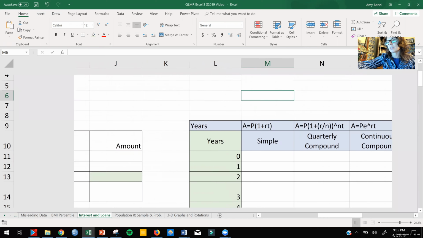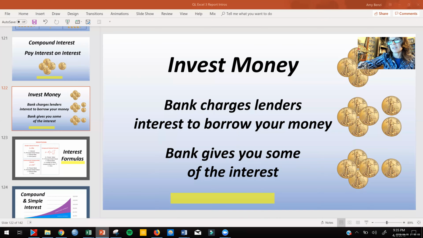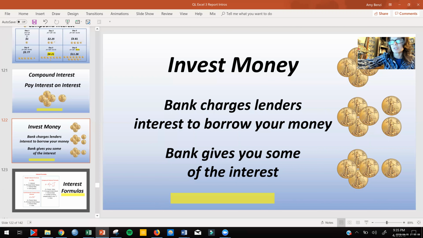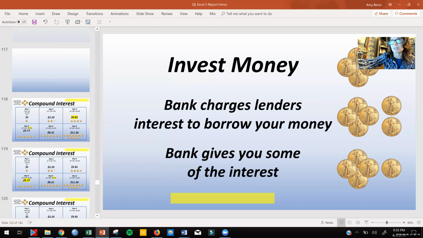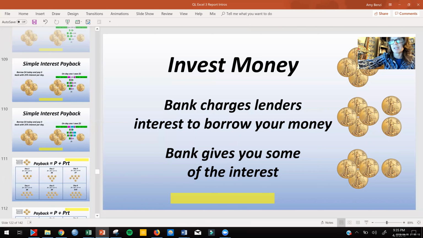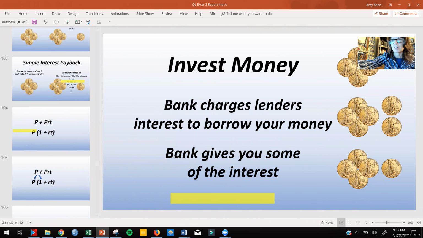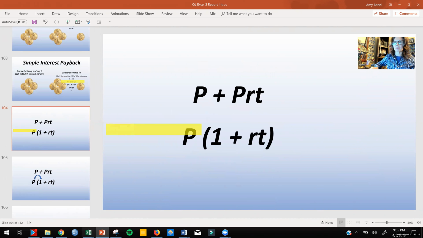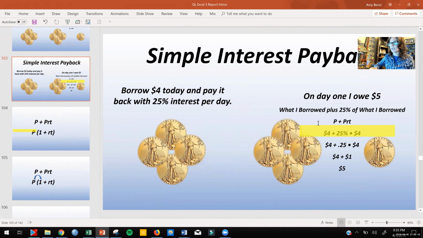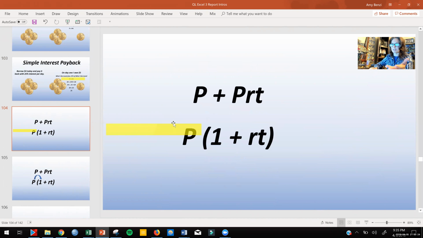So let's just take a really quick look at that here. I made a little PowerPoint thing. Let's just see real quick what that looks like, if I can find where I made it. Here we go. So here, you guys remember that when I pay something back, I pay back the principal plus the interest. And that's all this is. I have the principal plus the interest.